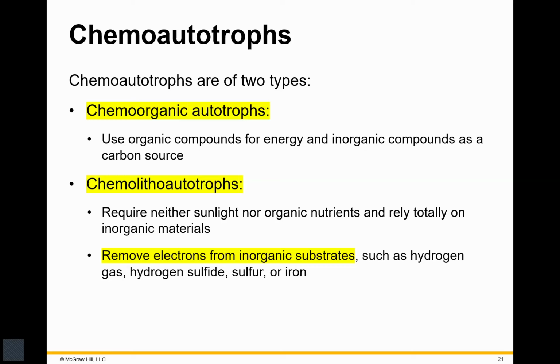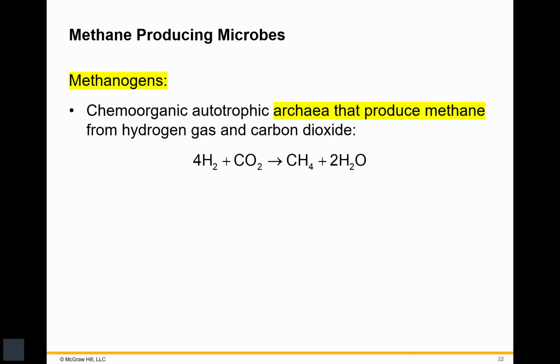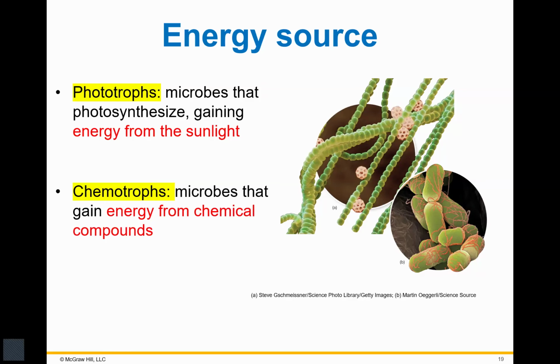Chemolithoautotrophs. These are organisms that don't need sunlight nor organic nutrients. They can rely solely on inorganic material for their energy and for their carbon source. And they are able to remove electrons from these inorganic substrates or materials to get their energy component as needed. A typical example of a chemoheterotroph would be E. coli. So E. coli is a chemoheterotroph.